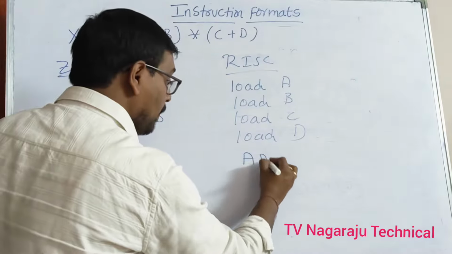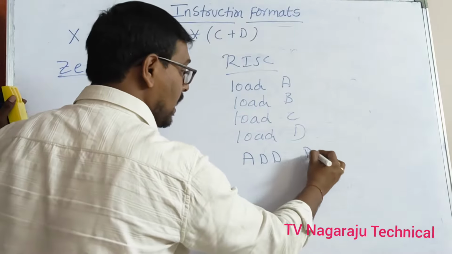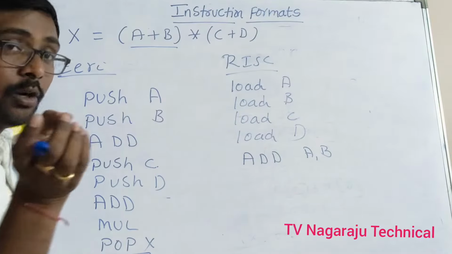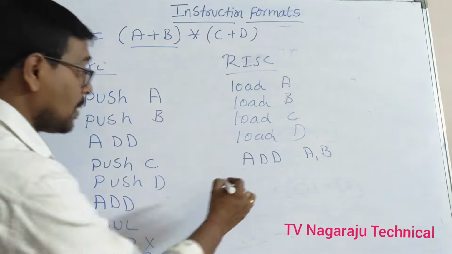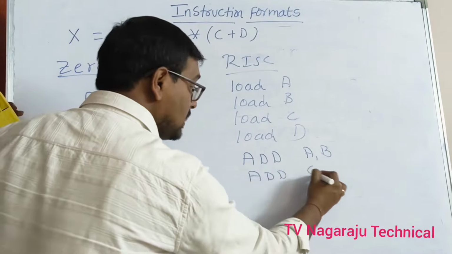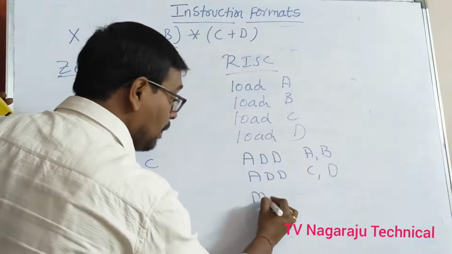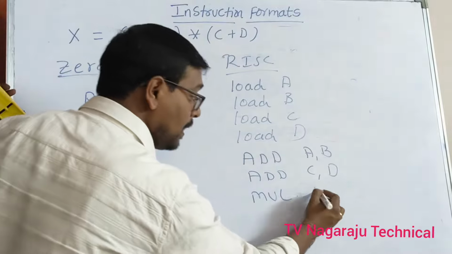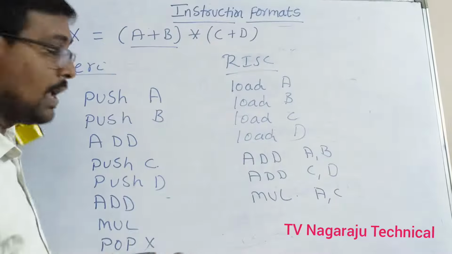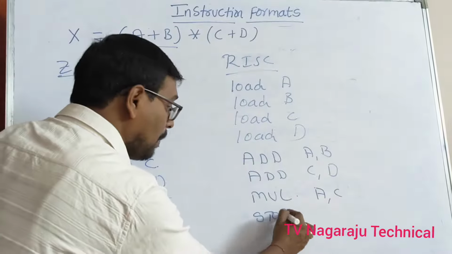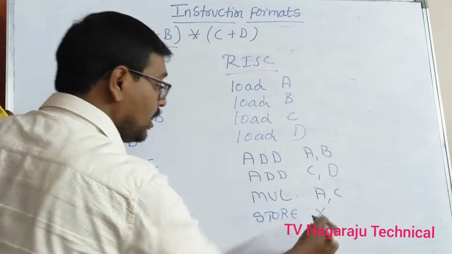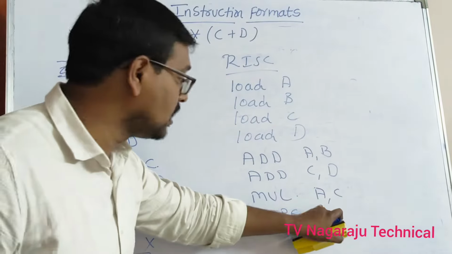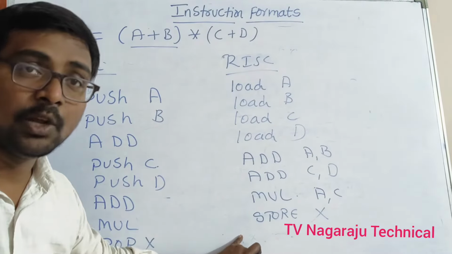After that, it performs the addition operation. Add A comma B. Suppose next add C comma D. It does the addition between C and D. And then the multiply operation. Which multiply? A comma C. And then again a store operation. Store the result into X. Whatever result we are getting, store the result into X.